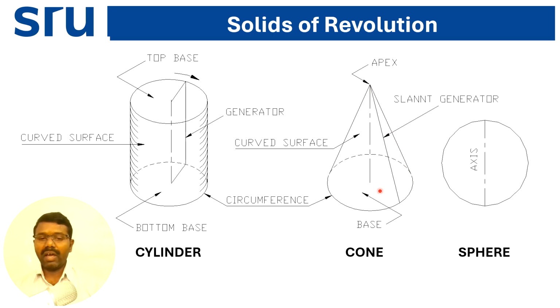So if you take a triangle and revolve it about one axis, it will cover some area. That area, if you make a solid, is called a cone. This cone consists of one apex, an axis, a base, and slant generators.